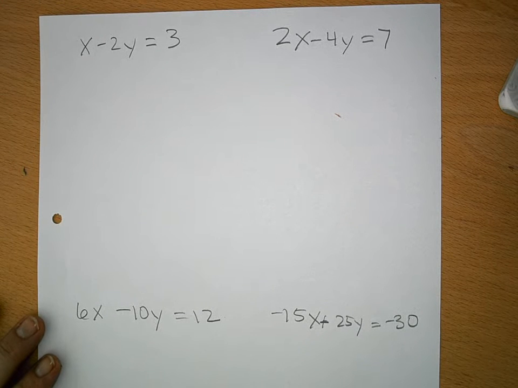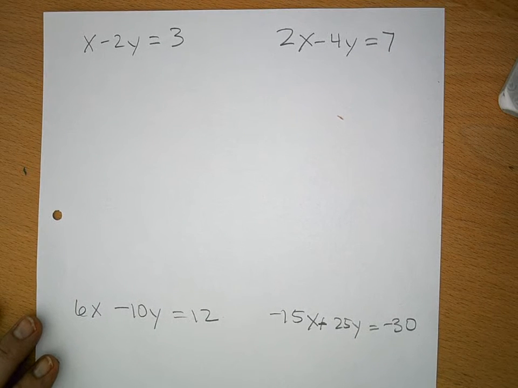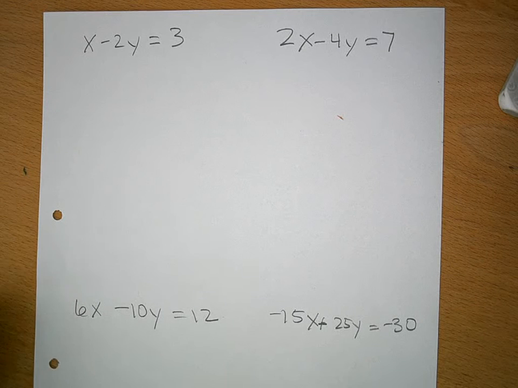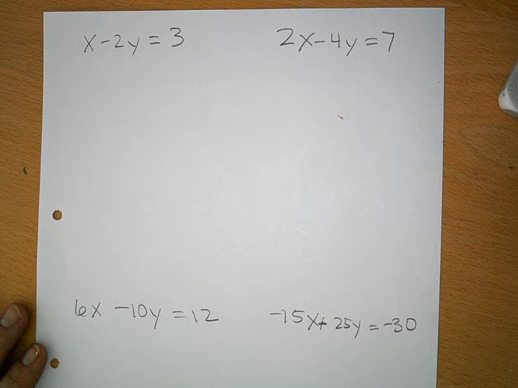I have two examples here that I want to work through so that I can show you what it looks like algebraically to have infinitely many or no solutions. We already talked about graphically that we're going to have either lines that intersect all the time, the same line all the time, so we have infinitely many solutions, or we're going to have two parallel lines that have no solutions.